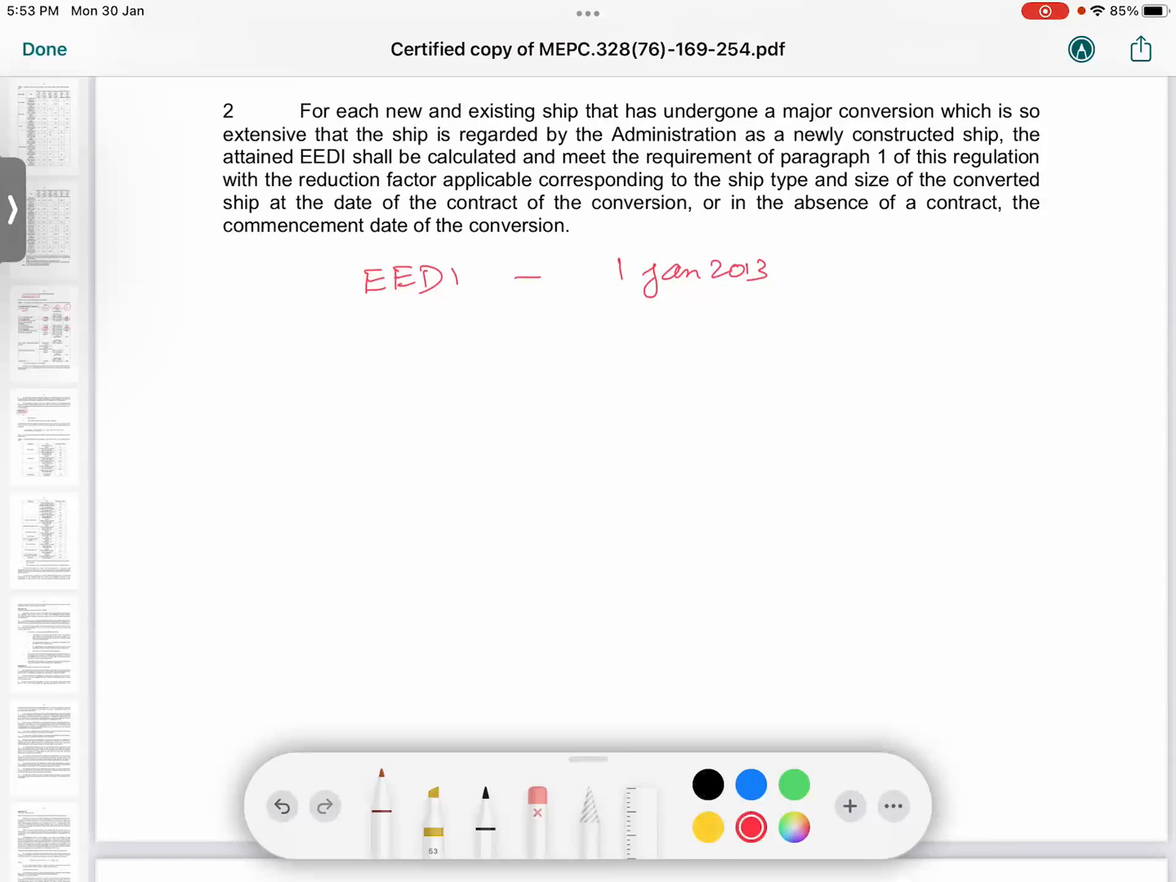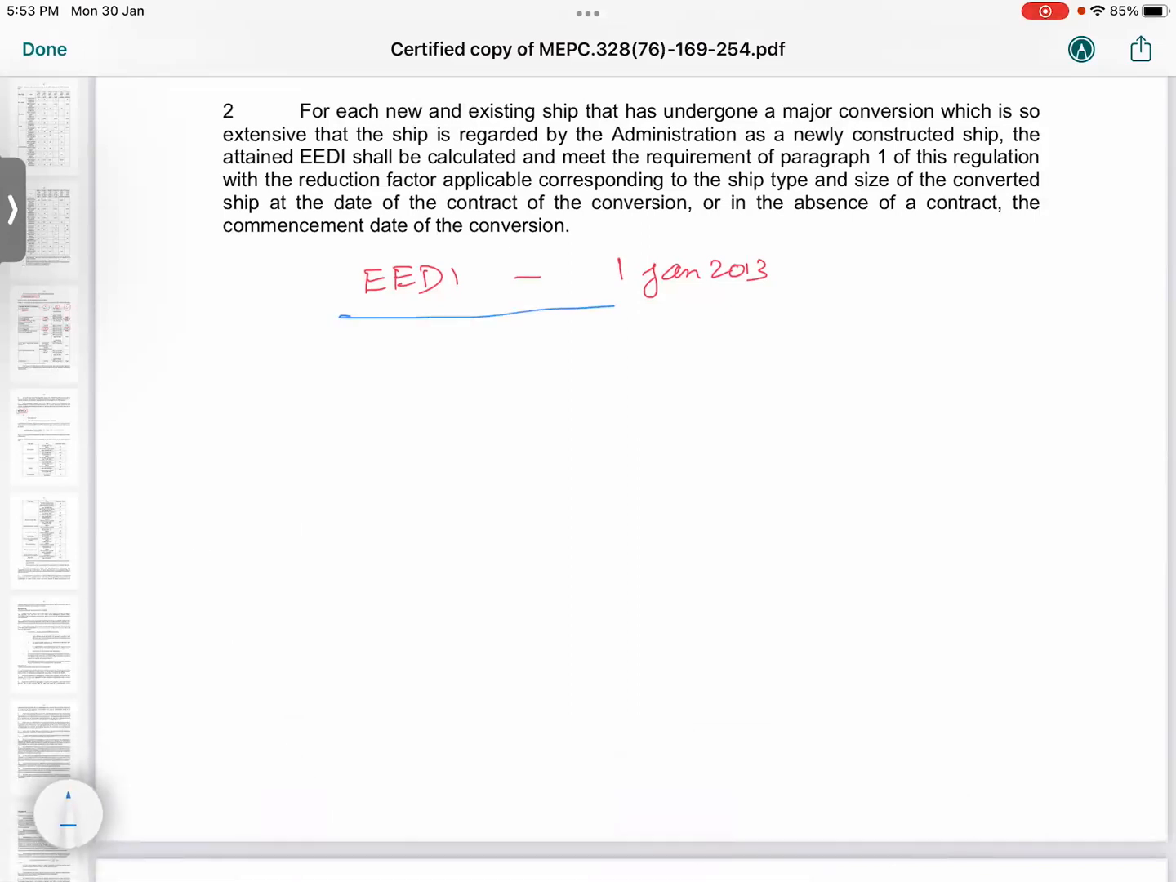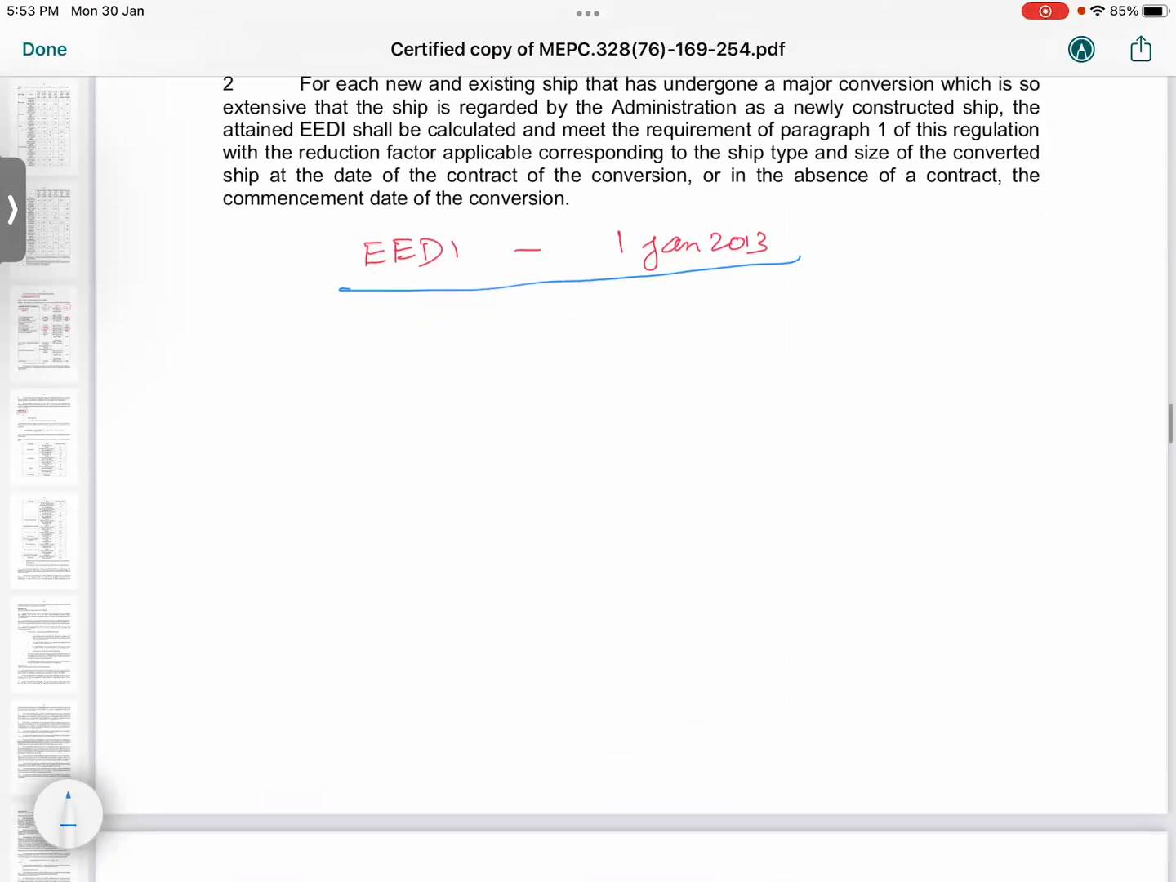Okay. What EEDI says basically is, there are 3 phases in this, right? First was phase 0, which ran from 2013 to 2014, meaning up to 31st December 2014, right? Then for phase 1 they decided the time period would be 5 years. Phases will be 5 years.